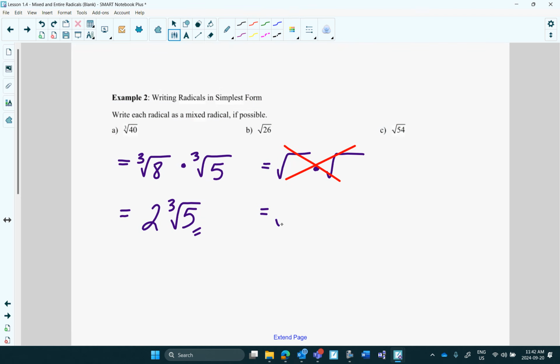I threw this in here on purpose because sometimes you'll get square roots, and we'll see this more in grade 11 when we start doing operations with square roots and cube roots, that you can't simplify it. There is no perfect square that you can break it up and simplify it. Okay, so I just wanted to show you that as an example. This next one, though, you can.